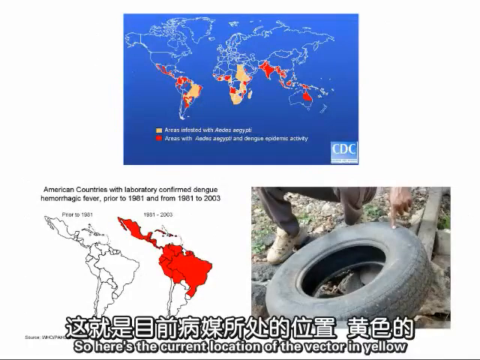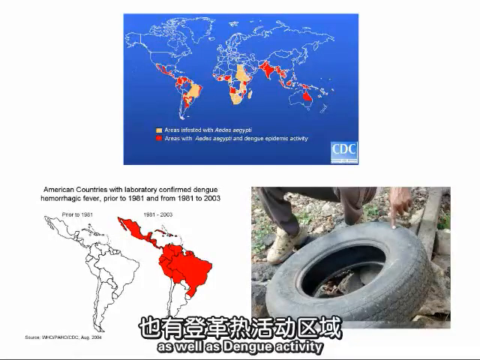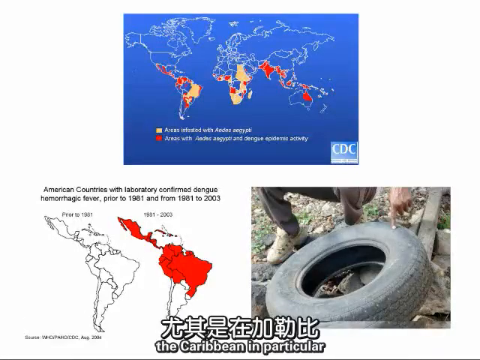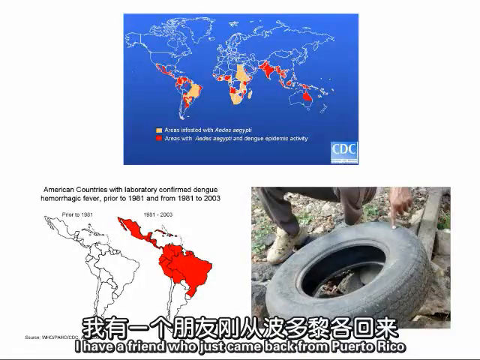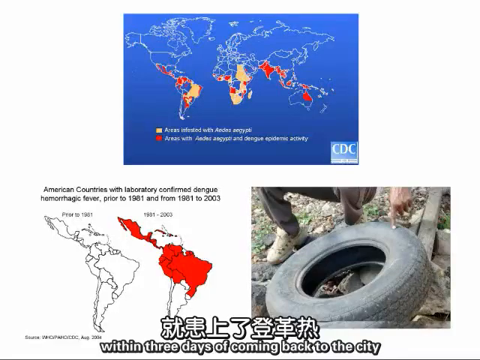So here is the current location of the vector in yellow, and in red are the areas with the vector as well as dengue activity. So you can see Central and South America, not all of it, but parts of it, the Caribbean in particular. I have a friend who just came back from Puerto Rico, and he developed dengue within 3 days of coming back to the city.